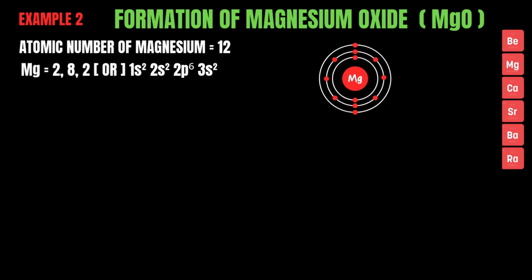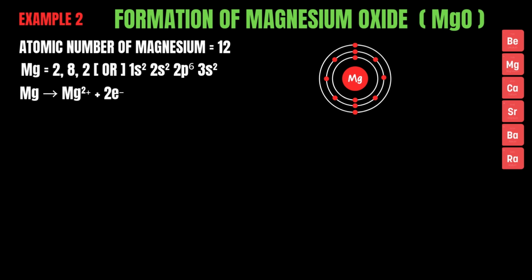To complete its octet, magnesium needs to lose 2 electrons from the outermost shell. When magnesium loses 2 electrons, it will have 8 electrons in its outermost shell, and the octet will be complete. So magnesium loses 2 electrons. When magnesium loses 2 electrons, a positive charge of +2 appears on magnesium. This happens because magnesium lost 2 negatively charged electrons. So we need to write it as Mg with +2 charge. This is called magnesium ion.